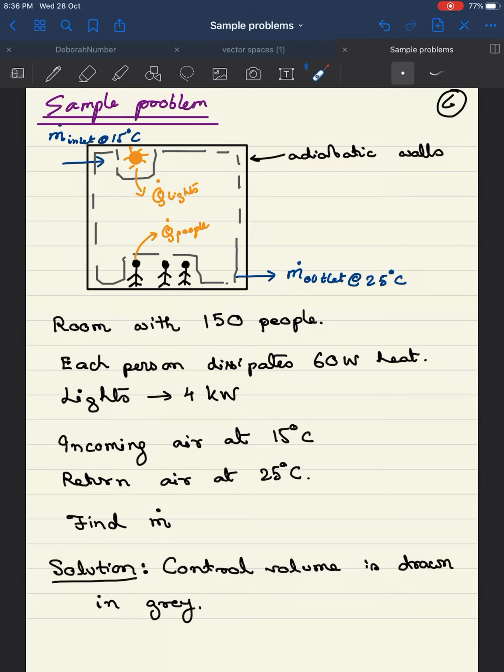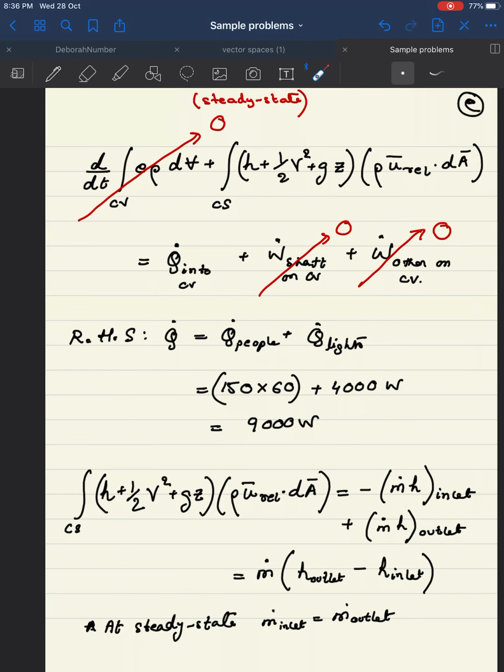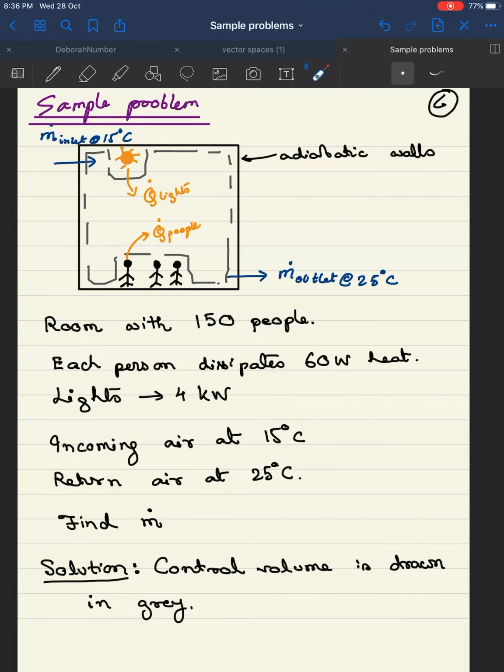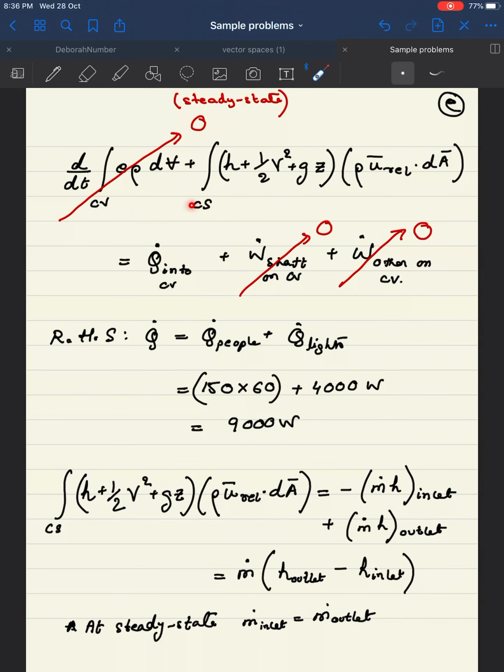The control volume that has been drawn does not include the source of light and the people, so it just goes around the room. We'll assume that the flow is steady, obviously, so we'll get rid of this term and use this one. There's no shaft work, no other work, so there's only Q dot in. This Q dot, its contribution is due to the people and due to the light. That comes to around 9,000 watts.